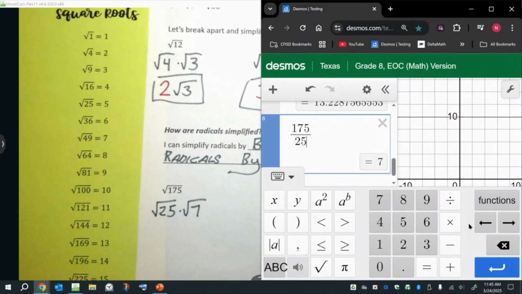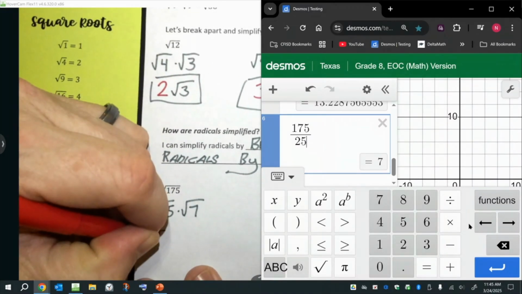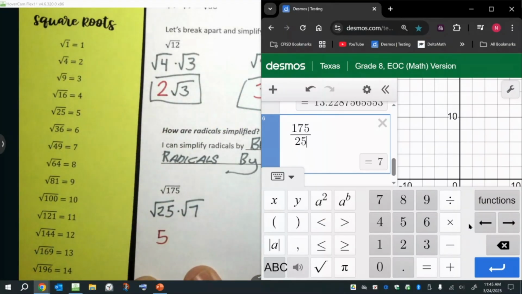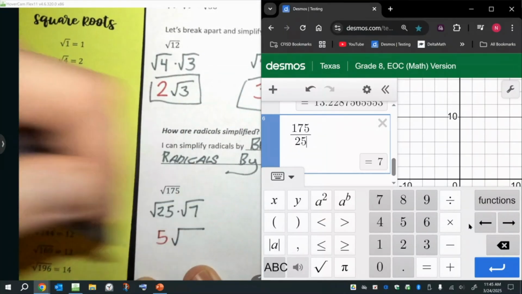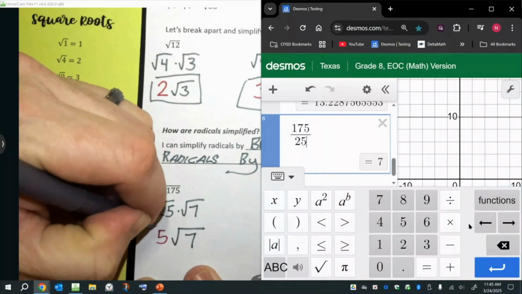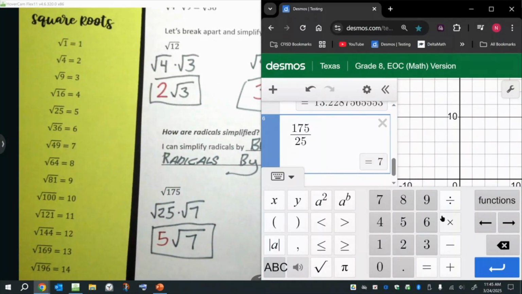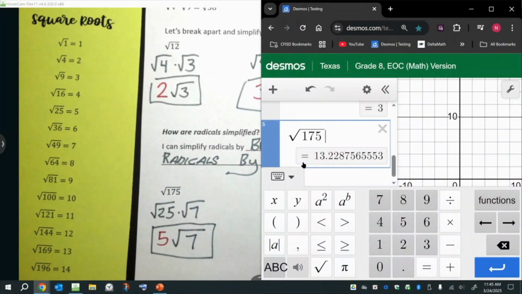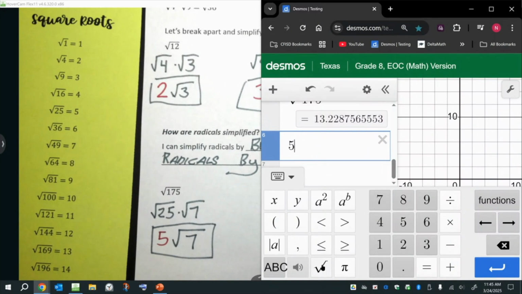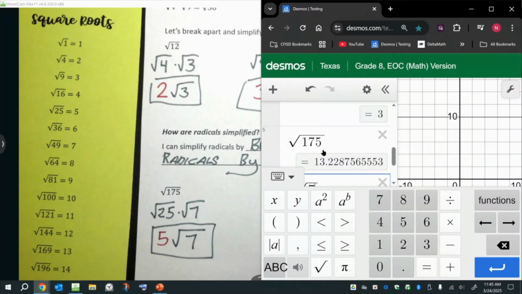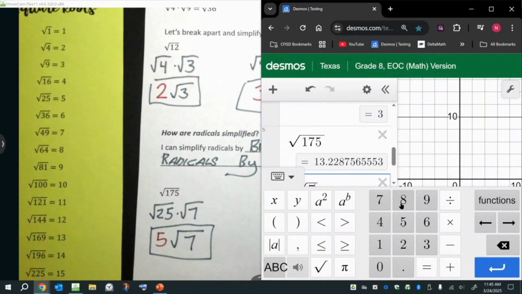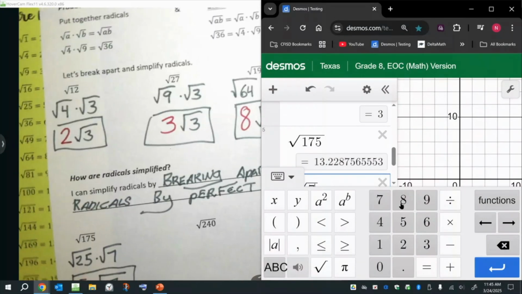Okay? And the square root of 25 is 5. And the square root of 7, the only thing that gives you 7 is 1 times 7, so there's nothing more to do. So 5 root 7. 5 root 7 is the same poopy decimal as square root 175.